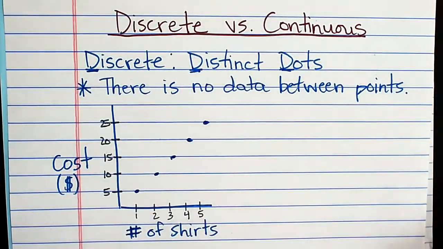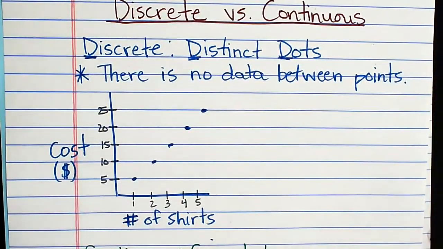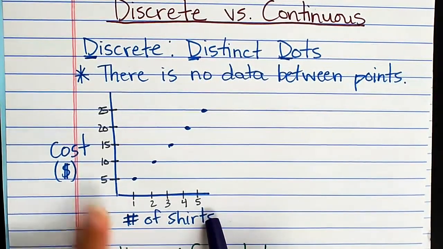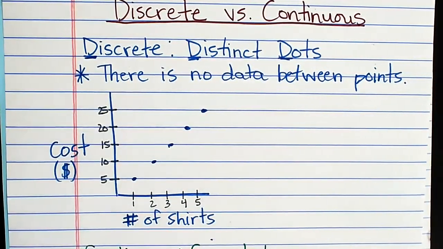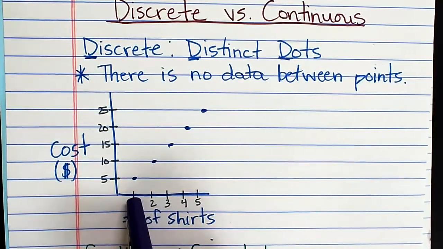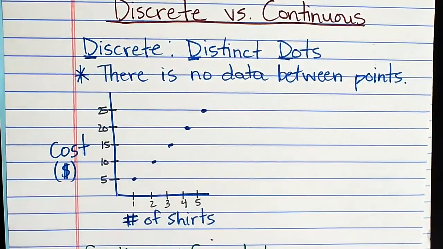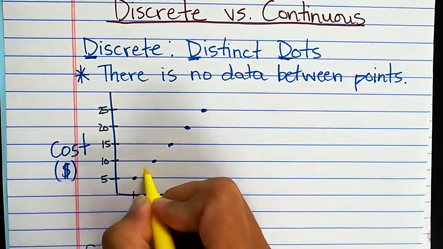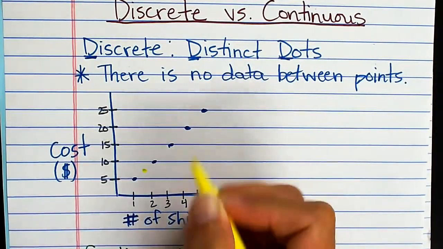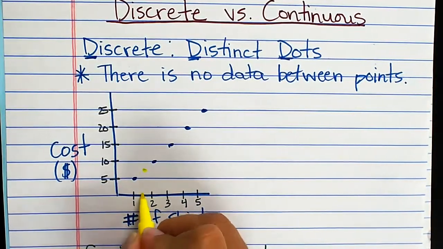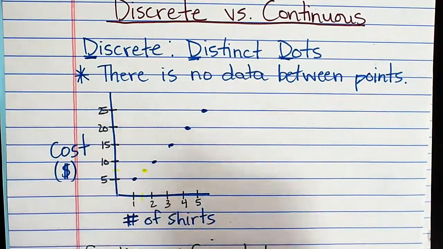And the reason that they're distinct dots and they're not connected is because there's no data between the points. If we look at this particular example, I have the number of shirts and the cost of the shirts. Looks like if I buy one shirt, it's going to cost me $5. If I buy two shirts, $10, three shirts, $15. If I connect the line, then what I'm saying is there's some information in between these points. Okay, well, that would mean I would buy 1.5 shirts and it would cost $7.50.